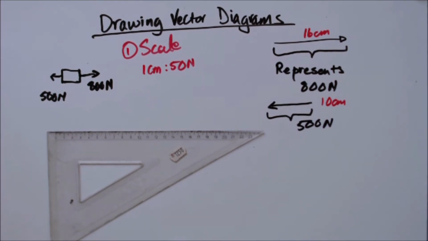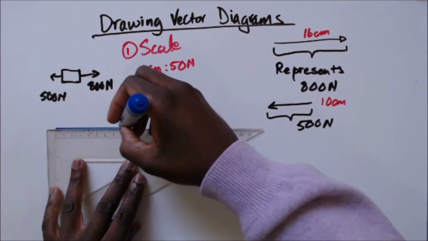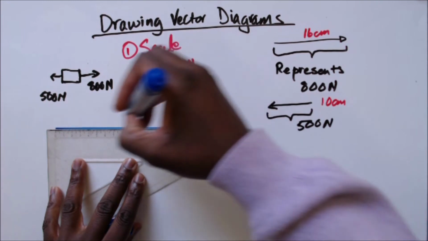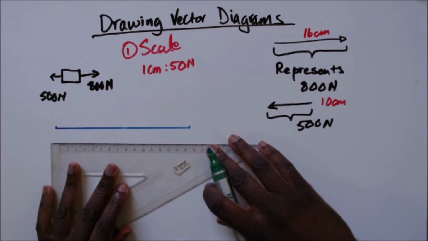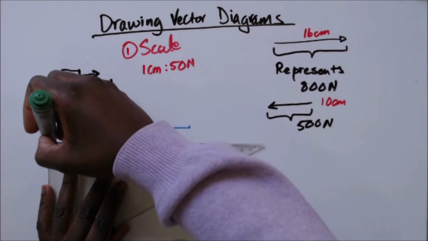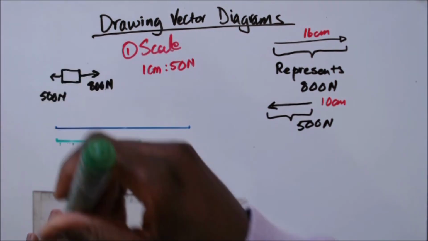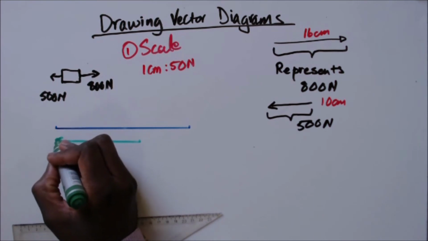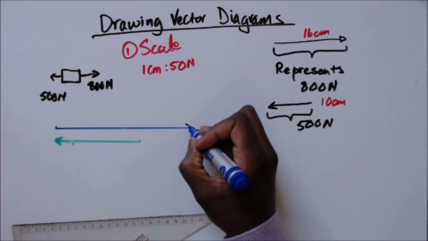So I can then represent my 800 Newton force as 16 centimeters. Okay. So that's 16 centimeters. Right? And I can represent my 500 Newton force as 10 centimeters. And we know that this force acts that way, and the 800 Newton force acts that way.